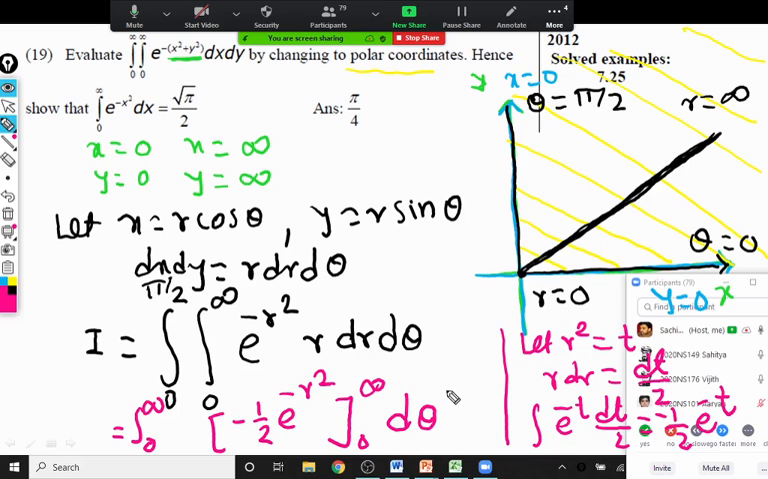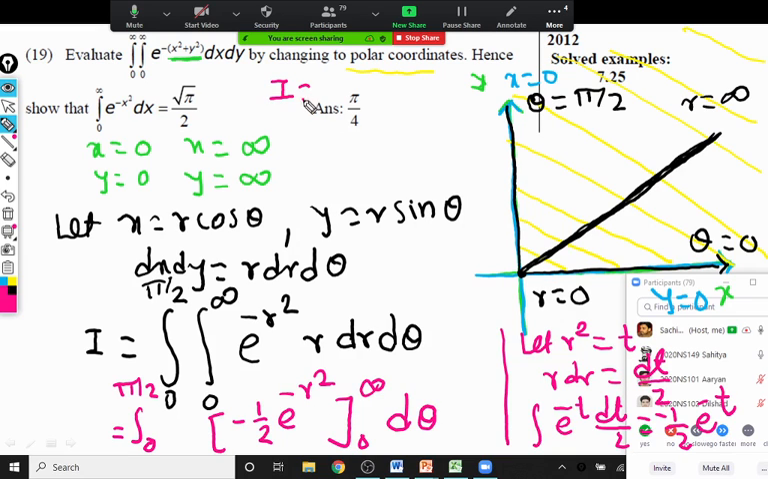0 to pi by 2, correct. Outer limits are 0 to pi by 2, good. So that is about the outer limit, and inner limits 0 to infinity as it is. Now what is the value of e raised to minus infinity? So 0. And e raised to 0? So 1. So the next step, I will write it here.